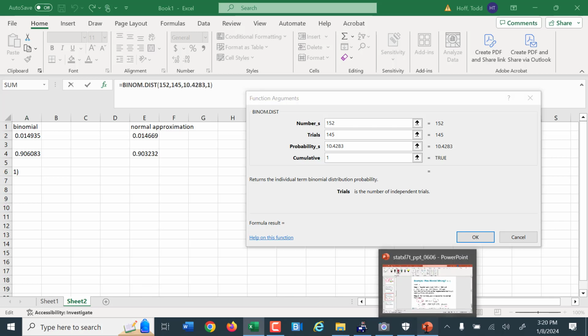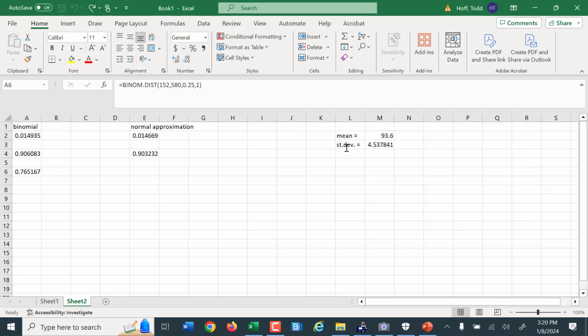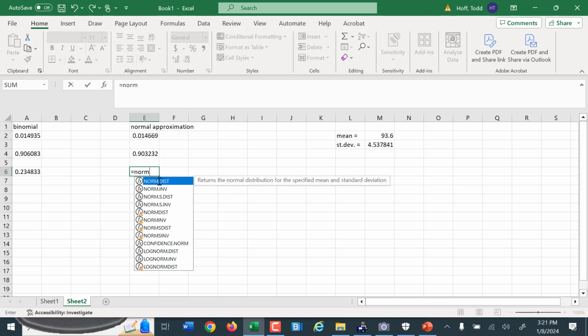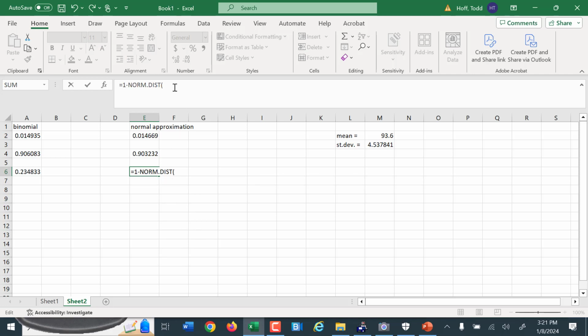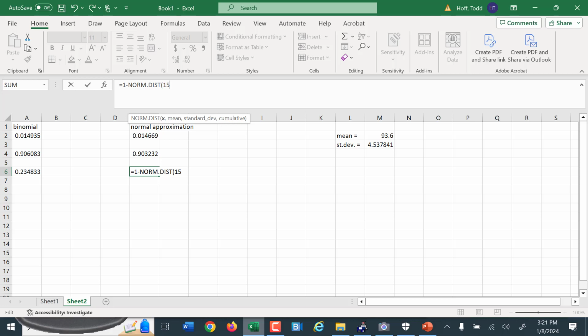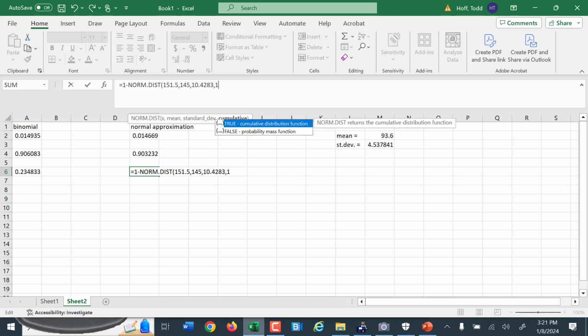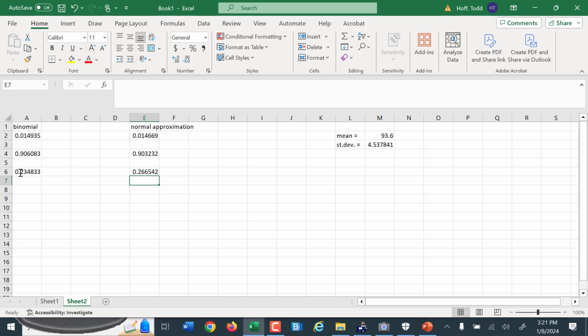So we had 152 successes out of 580 trials. Probability of success, we're assuming 0.25. And yes, I do want to go back and make that 1 minus. So I'll enter that correctly. I was thinking of what I wanted to enter for the normal approximation there. So this will equal normal distribution. Now again, this actually should be 1 minus because we want to go greater than. And so we want to be 151.5, for that continuity correction, a mean of 145 and 10.4283. And cumulative, of course. And you can see there we get really close to the same probability.